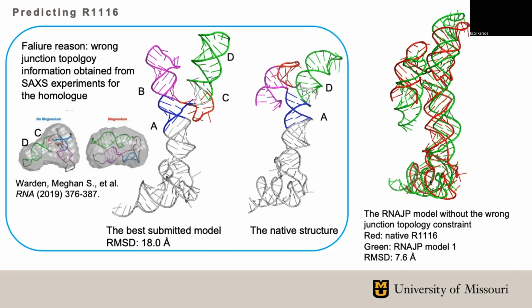It turns out, when we submitted models, we ran our physical model, RNA-JP. This is the new model, which is not published yet. If we forget about the experimental data and just run our physical model, we got an RMSD of 7.6, and we got the correct topology. So it's a good lesson for us. Maybe this Sachs data gives the wrong structure, or maybe they don't belong to the same family.